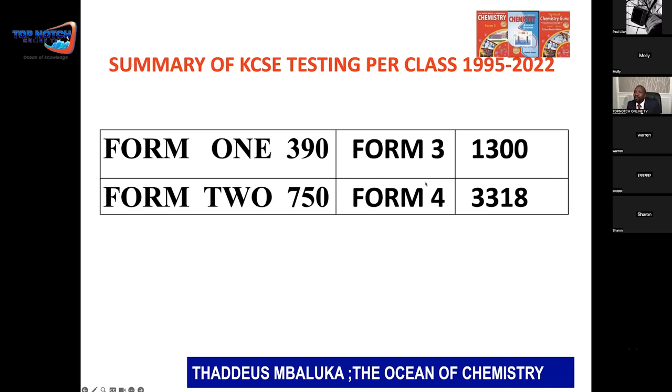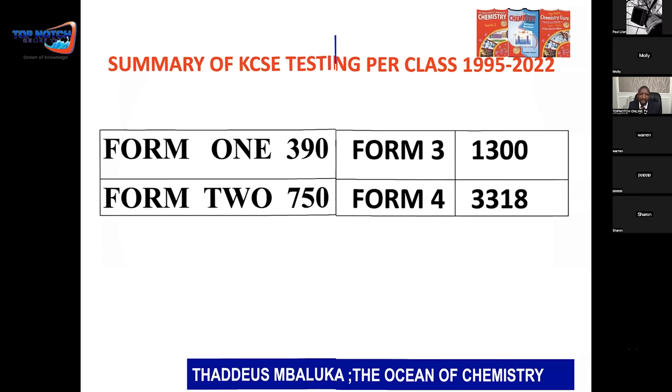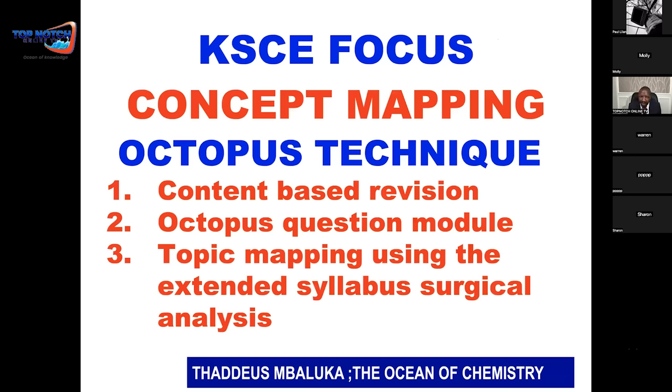That again, form four is everything. So measure that first of all, the form four content if you know it. Then now we go to KCSE focus. How are we going to do it? We're going to have the content mapping, the Octopus technique.